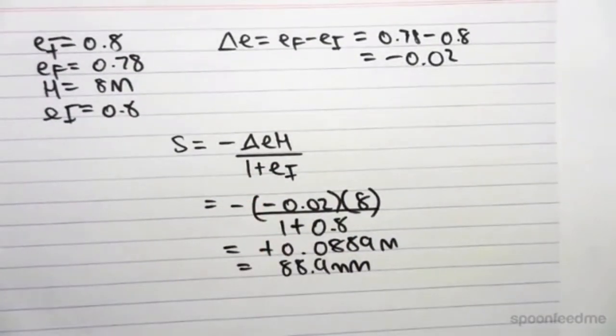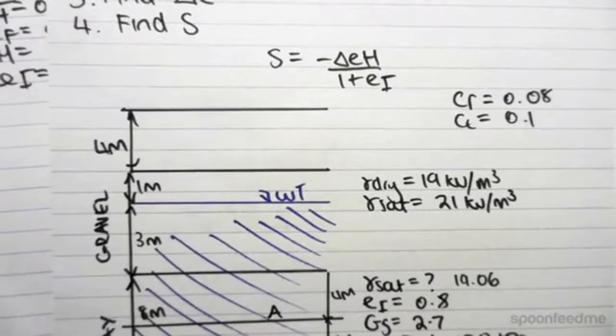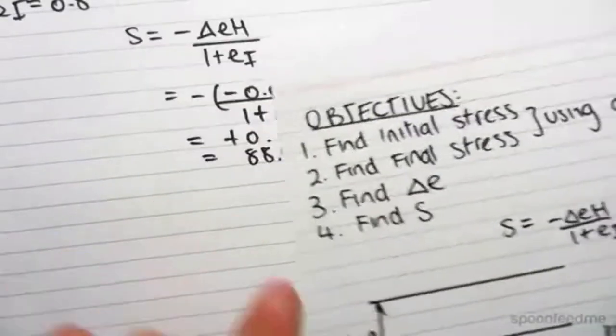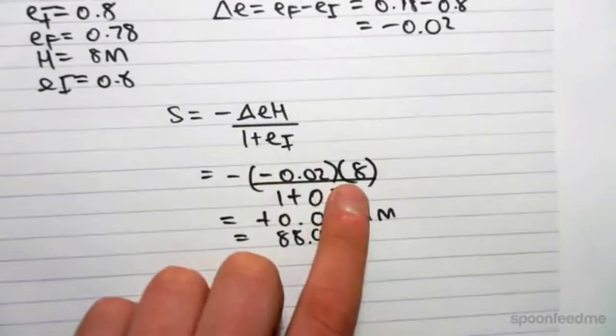I need to remind you that you're always going from the center of the layer, but just remember H is the total layer thickness. So H is not 4 meters, H is 8 meters.